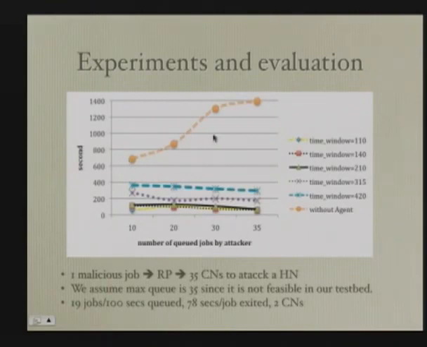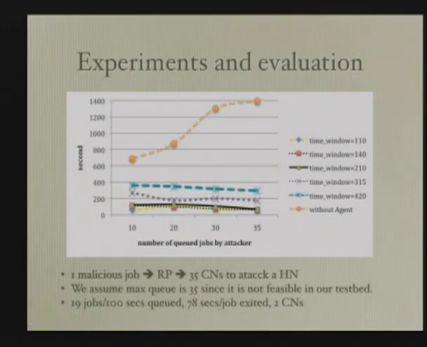So the first line denotes the wait time of the normal job when the time window is too large, or our system is not there. In this case, the wait time increases based on the portion of the filling of the queue. We assume maximum Q is 35 since it is not feasible in our test bed. We also check that 19 jobs are queued for every 100 seconds, and 78 seconds takes to exit the job.